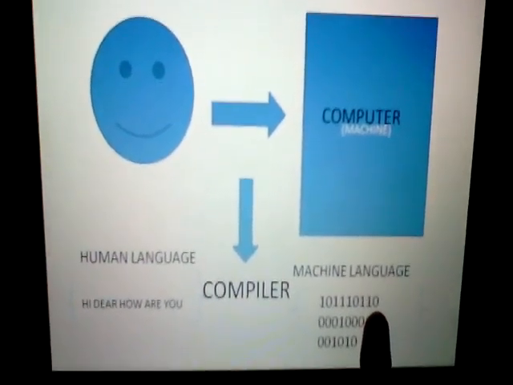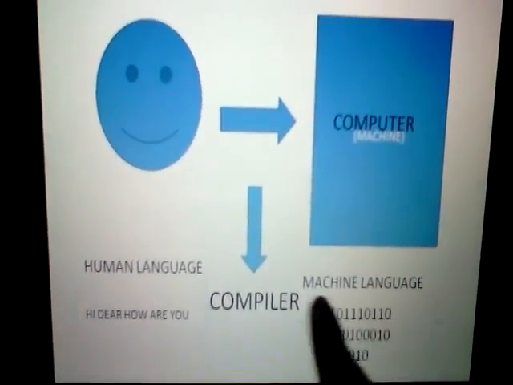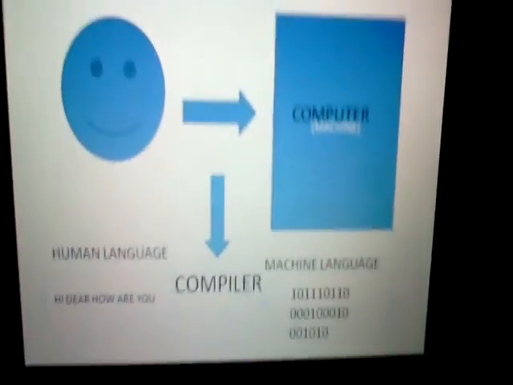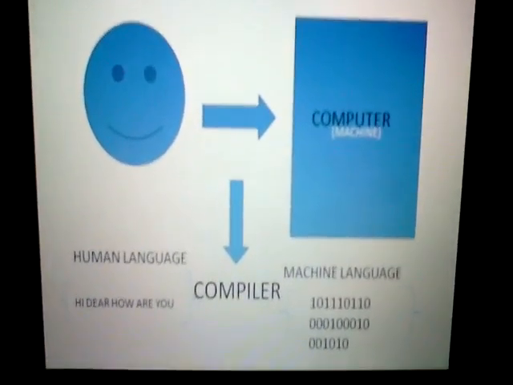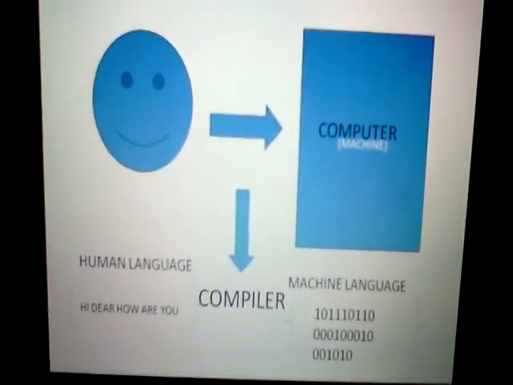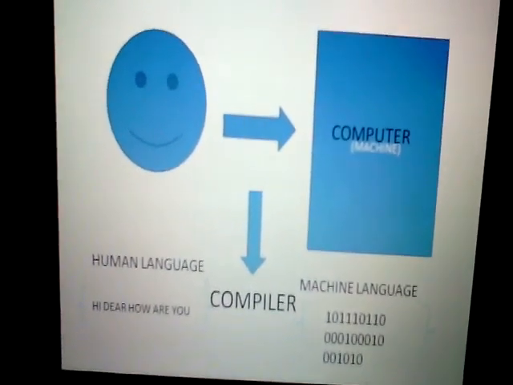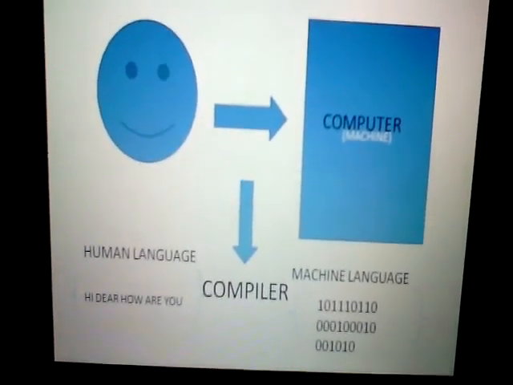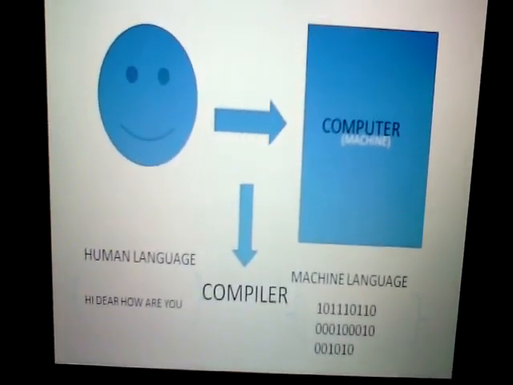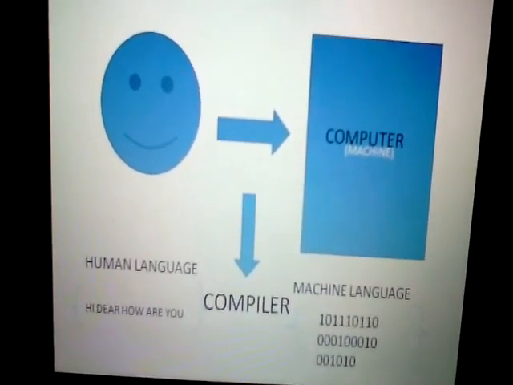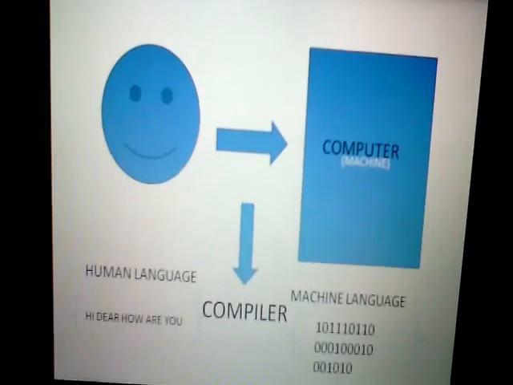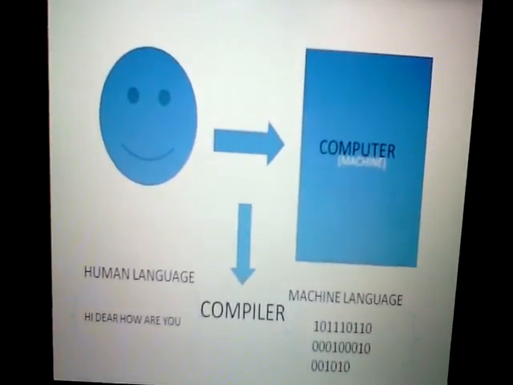For this purpose, a compiler comes into the picture. A compiler is used. So, the compiler is also called a translator. It plays the role of translator. It translates the human language into the machine language. So, the C language, C stands for compiler language.